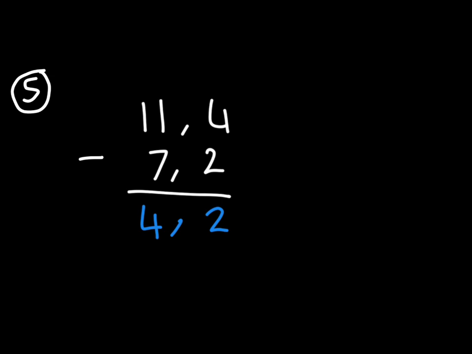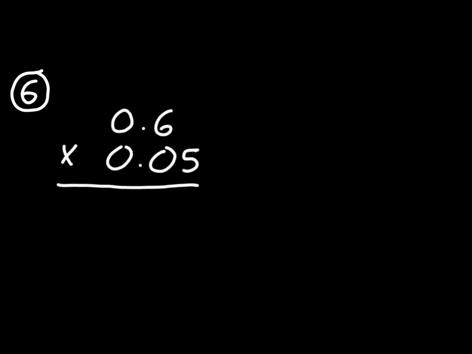What you also could have done would have been to get rid of the 1 there and carry it across, but that is just the same thing. That is once again 11 minus 7, and you will still get 4. So our final answer is 4,2. For question number 6, we are asked to multiply 0,6 by 0,05.